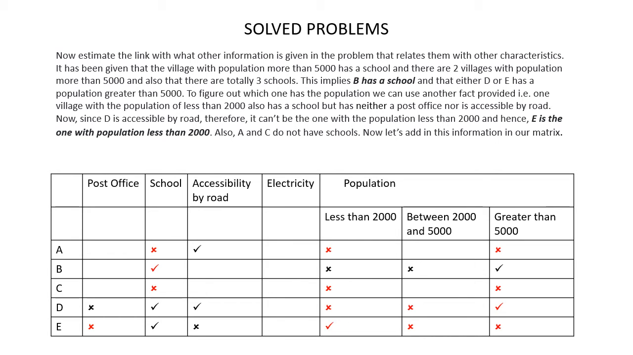So if village E has population less than 2,000, then village D is the one that has a population that is greater than 5,000. So now we have two villages which have a population greater than 5,000. They are village B and village D. And the village that has population less than 2,000 is village E. Also, it's given that village E has a school but has no accessibility by road and it does not have a post office. So put a cross mark under post office for E.